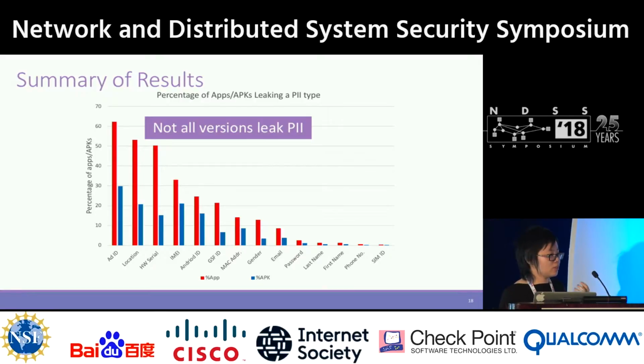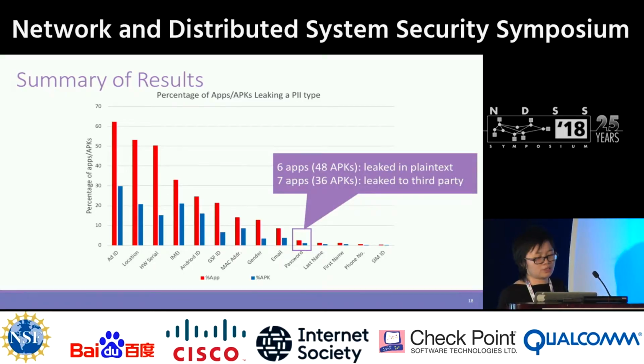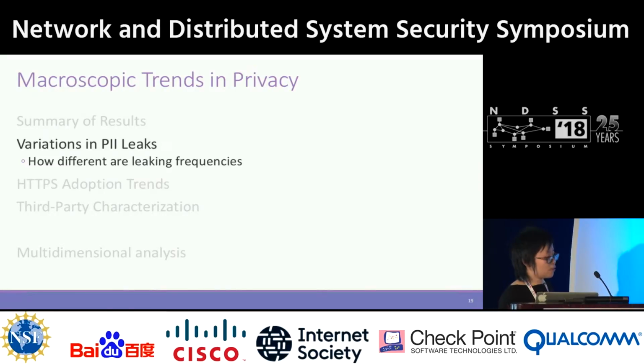Another common thing we find is the password leak. In this data set, we find that some versions of 6 apps leaked the password in plain text, and some versions of 7 apps actually shared it with undisclosed third parties. So far, 4 of them have still ignored our responsible disclosure, which means the problem still exists today. So this is the summary of the result. Now I will talk about different dimensions. So first is the PII leaks.